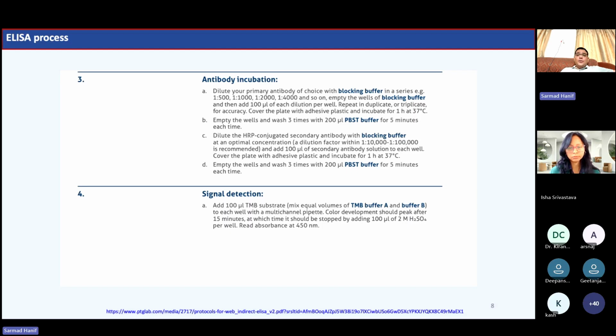Then you do the washing again after putting the primary antibodies. Then you put the secondary antibodies, which are anti-antibodies. These are commercially available.